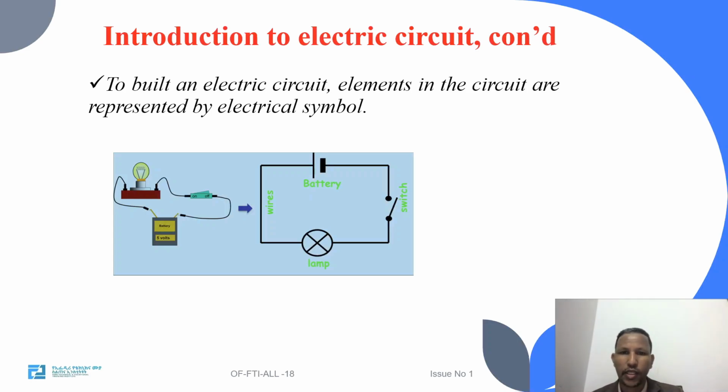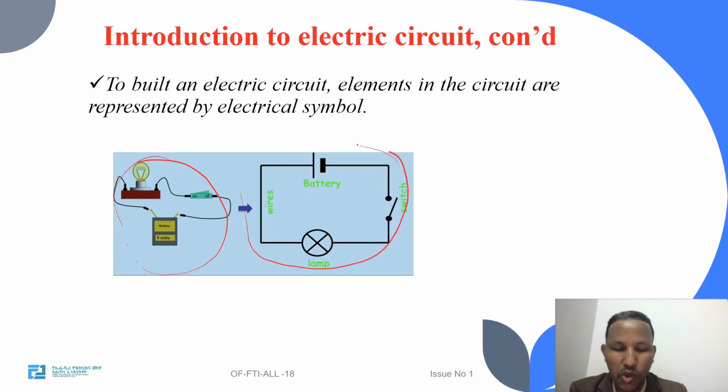To build an electric circuit, elements in the circuit are represented by electrical symbols. Okay, so as you can see here, we have a simple circuit consisting of a lamp and a battery. For connecting the lamp and the battery, there is a connecting wire. As you can see here, this is a physical device connection, and this is the circuit that represents the components.